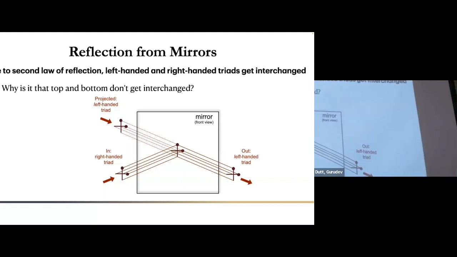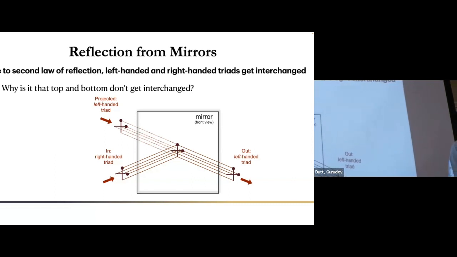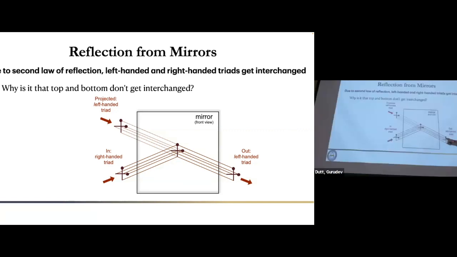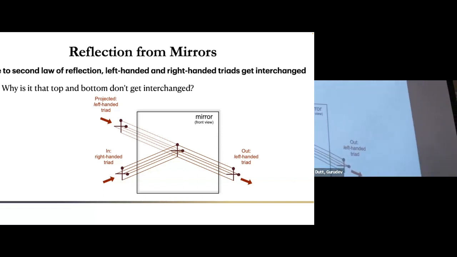And so I guess I'll ask you the question, maybe to think about, why is it that the top and the bottom don't get interchanged? Okay, I just told you left and right get interchanged due to the law of reflection. Why don't top and bottom get interchanged? Thoughts? Here, the head isn't appearing at the feet, right? But I just told you the beam is getting reflected, and it changes the normal, or changes the direction of the propagation inwards.